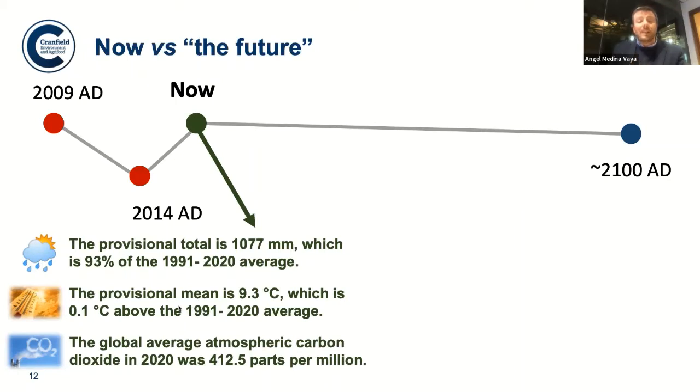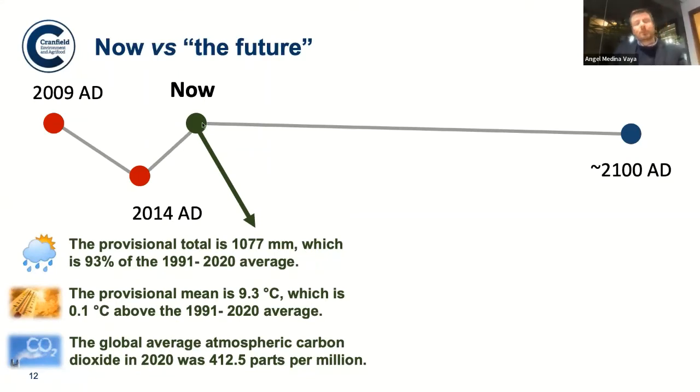And when we look at the global average of atmospheric carbon dioxide in 2020, it was 412.5 parts per million. And that was, in 2020, one of the biggest increases in the last 75 years. So it appears that year by year, we are going towards a scenario where we have drier, hotter conditions and increased CO2. So what does that future look like?